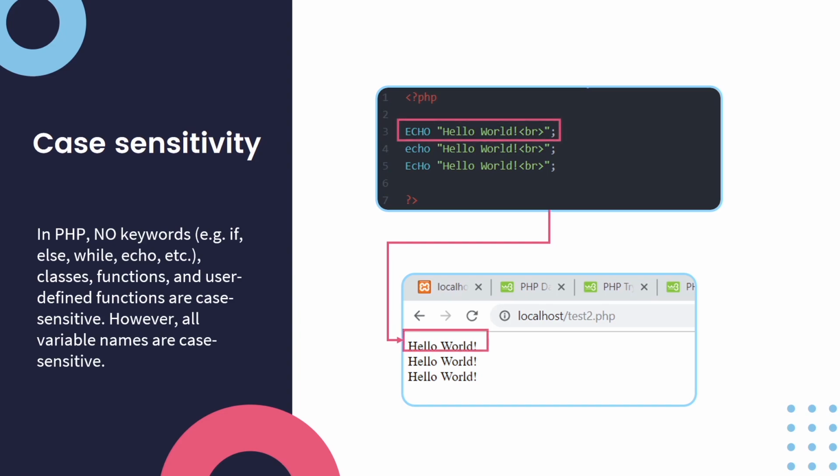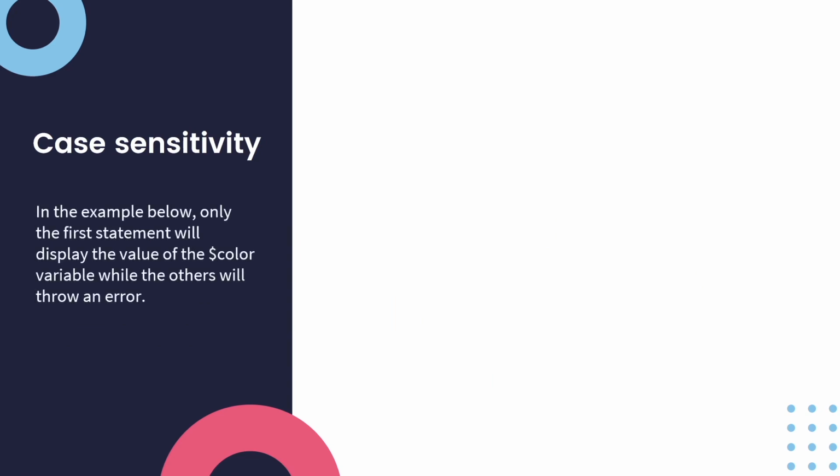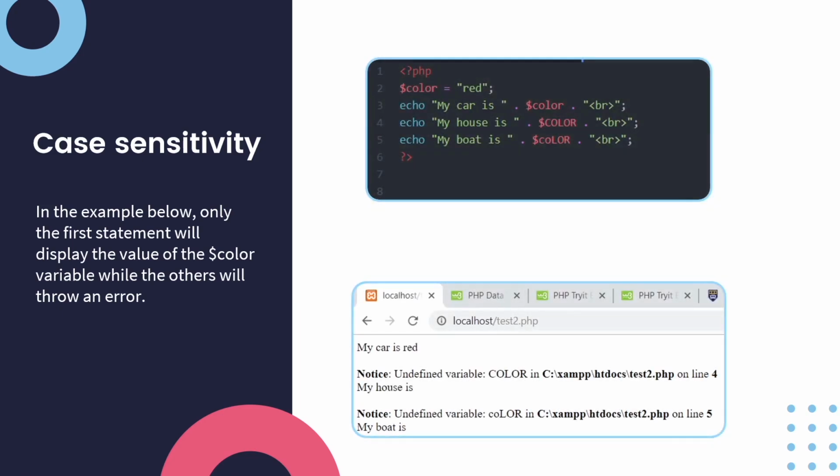So in the first couple of blocks over here, we've got echo in various case formats, but each of them are equally valid statements. So whether echo is in capital letters, small letters, or just a mixed bag of letters, they will all work just fine. Now, when it comes to variables, things work a bit differently. Remember, variables are case sensitive. Now, in the following example over here, only the first statement will display the value of the variable called color, while the others will actually throw an error.